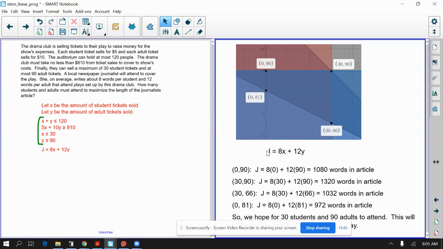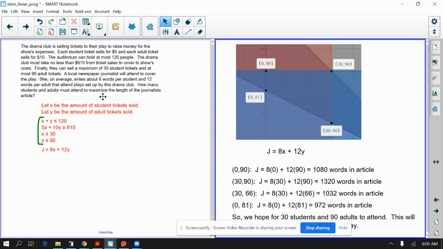Oh, excuse me. So 0, 90 is the vertex, so I plug in 0 for X and 90 for Y. And if 0 students show up and 90 adults show up, that article is going to be 1,080 words. To the next vertex, 30, 90. So 30 for X, 90 for Y. If 30 students show up and 90 adults, then there will be 1,320 words. And you keep on going along, covering each vertex, however many vertices there are. And once you've shown your work for all the vertices, you choose the appropriate one.